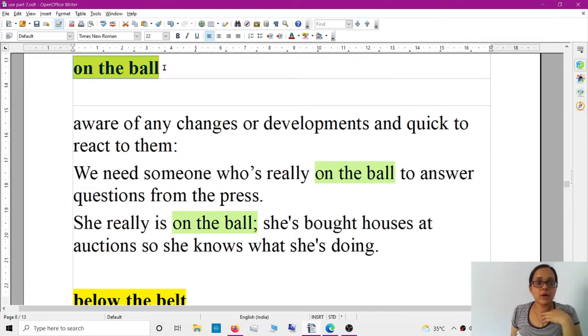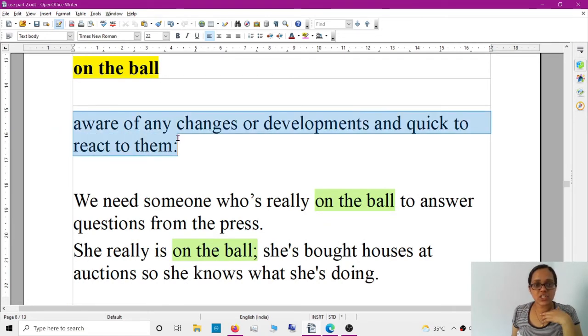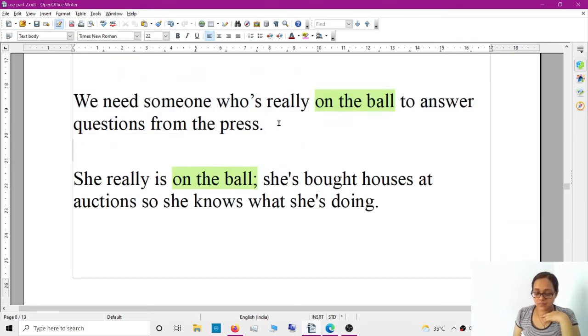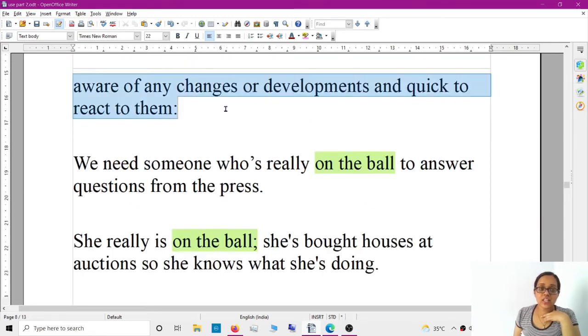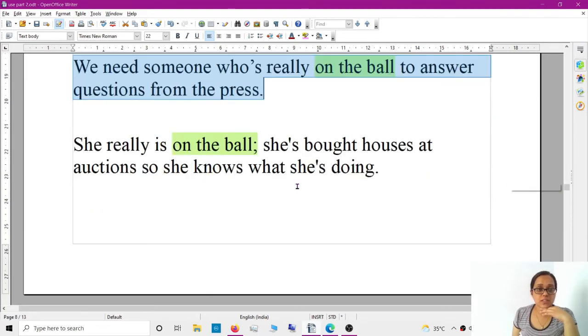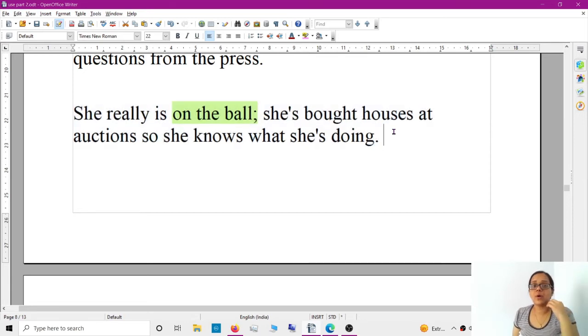Next is on the ball. On the ball means aware of any changes or developments and quick to react to them. We need someone who is really on the ball to answer questions from the press. She really is on the ball. She bought houses at auction, so she knows what she is doing.